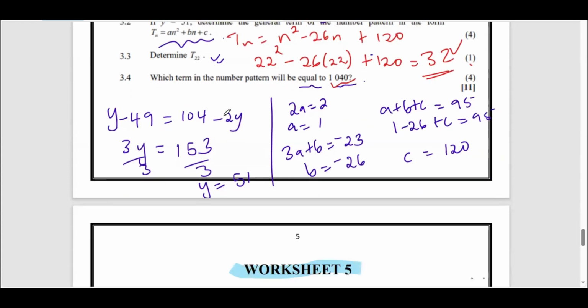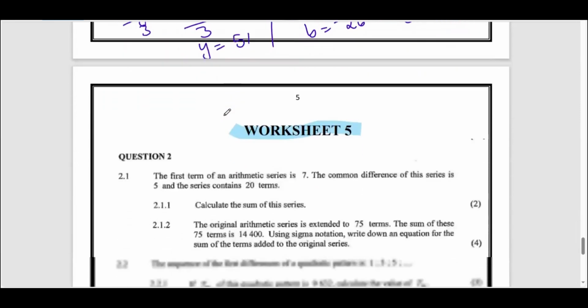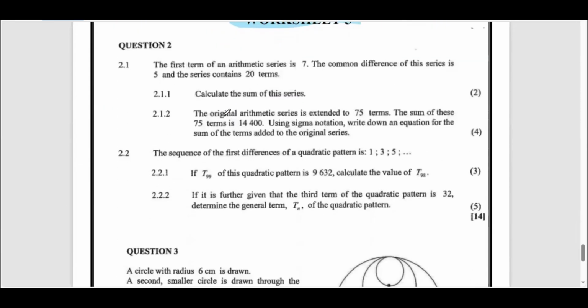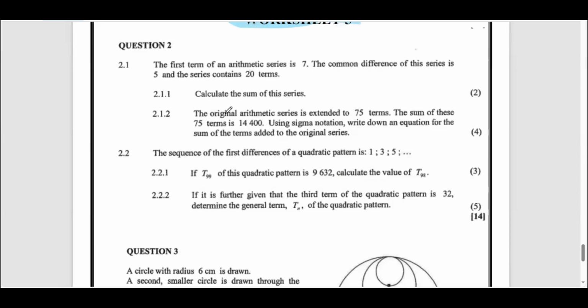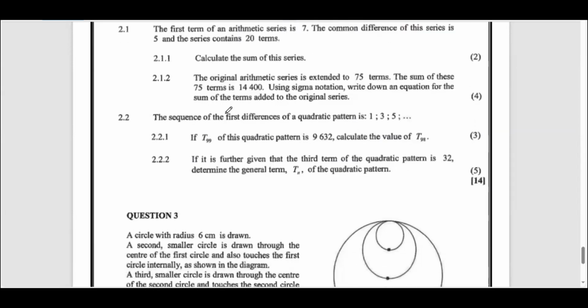All right, so that is question number 3. Worksheet 5, which is the last one. So you can attempt this, and then we can go on and look at it later.